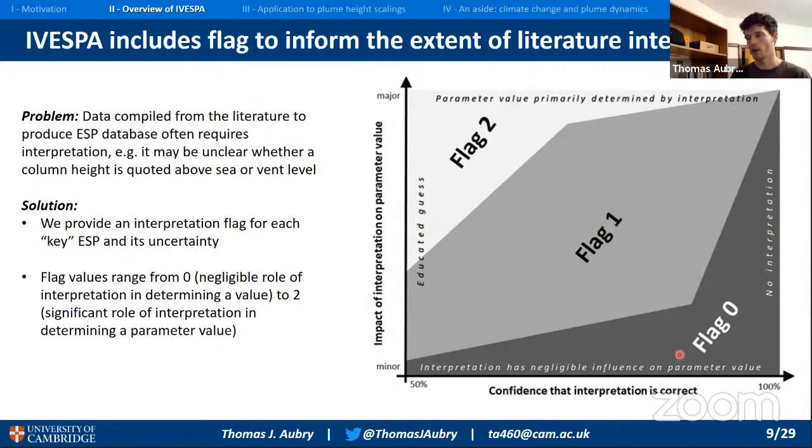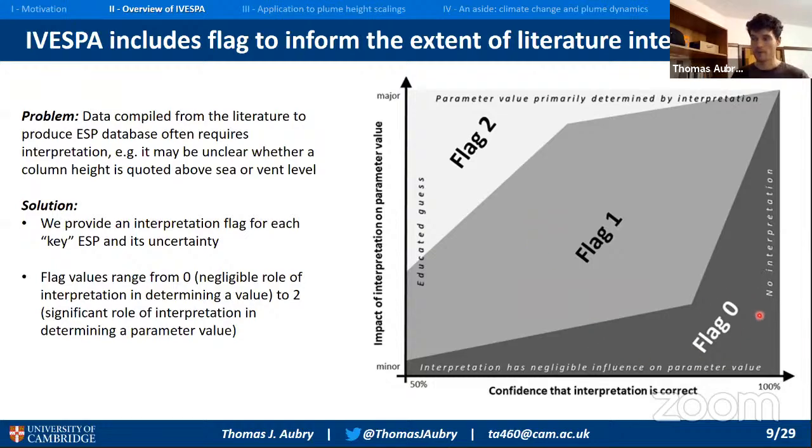So this diagram here tries to give you a rough idea of how we came up with this flag. The x-axis here is our confidence that the interpretation we made when necessary was correct, going to higher value toward the right. And then the y-axis is how much the interpretation we made impacted the parameter value in the end. For example, say you don't know if the plume height is above vent level or above sea level. If your vent height is 100 meters, it doesn't really matter. If your volcano is 5,000 meters, then that's a big difference in the end on the plume height.